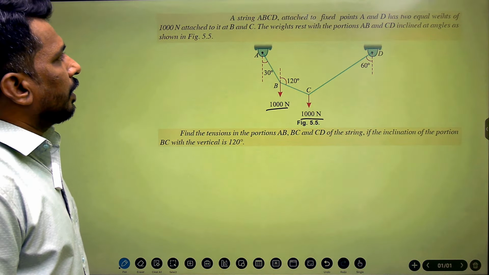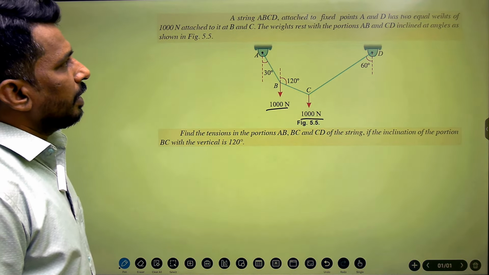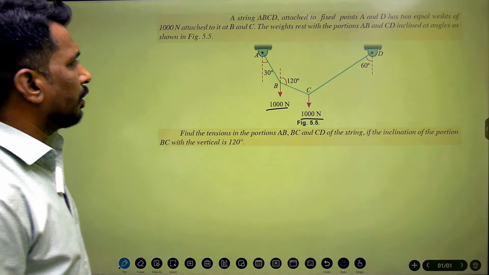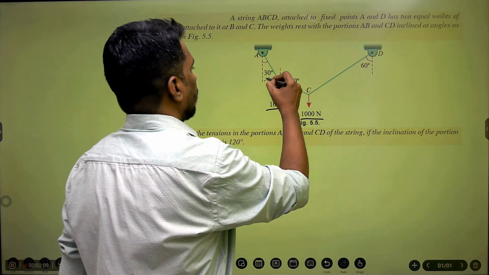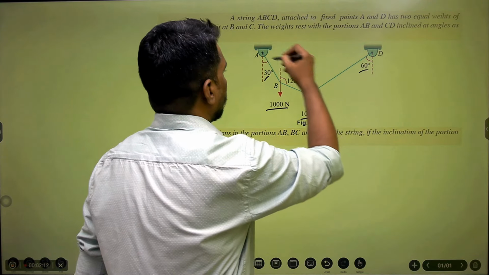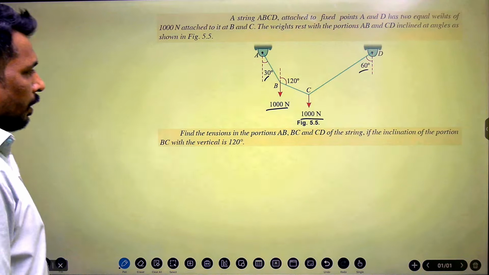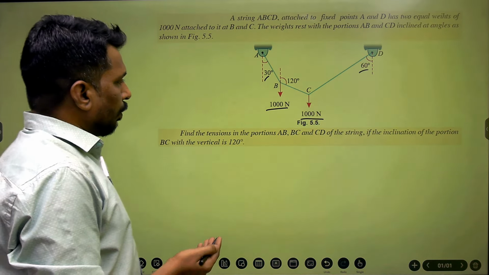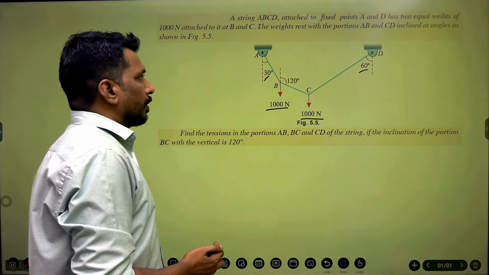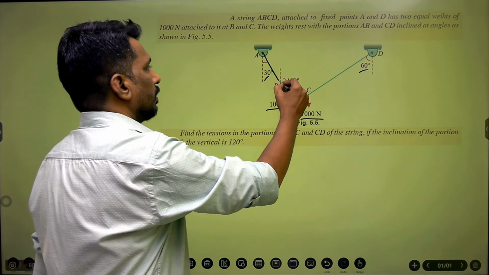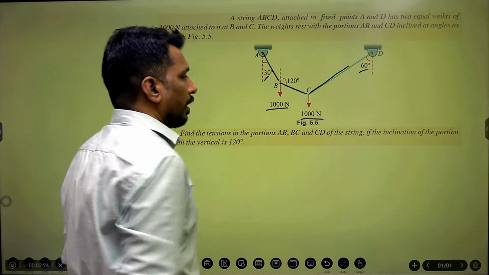The weights rest with the portions AB and CD inclined at angles as shown in the figure. You can see the different angles given, 30 degree and 60 degree with the vertical axis at the fixed supports. Then find the tensions in the portions AB, BC and CD. So we have to find the tensions in these three segments.